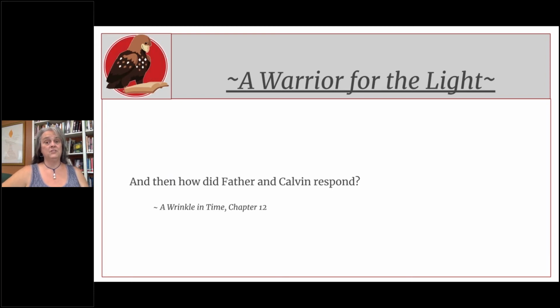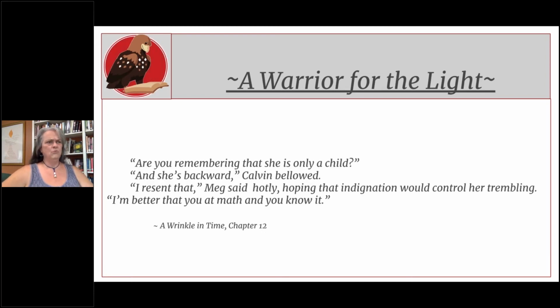It's still not going to work. She's got to go. Are you remembering that she's only a child? And she's backward, Calvin bellowed. I resent that, Meg said hotly, hoping that indignation would control her trembling. I'm better than you at math, and you know it. Now, Meg is mistress of her emotions, hoping indignation would control her trembling, which has mostly to do with fear and some to do with the adrenaline dump that happened with all the anger. Meg is growing up.